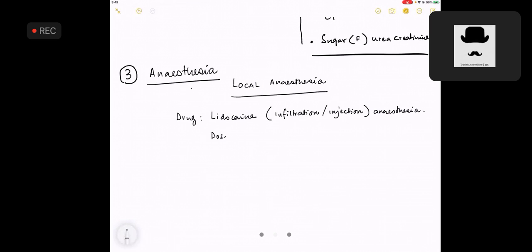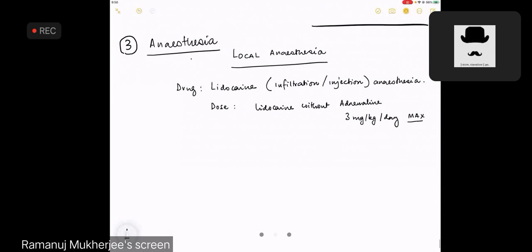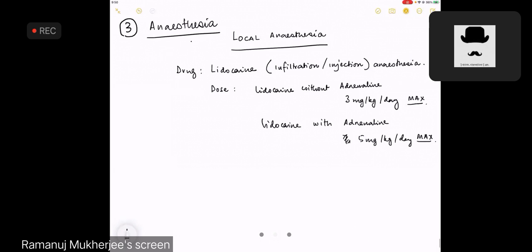The dose of lidocaine or lignocaine without adrenaline is 3 milligram per kg per day, the maximum allowed dose. Please remember that. Lidocaine or lignocaine with adrenaline increases the maximum dose to 5 milligram per kg per day. It can be a little more, we make it 5 to 7, but you keep it at 3 and 5. This is something even asked in your MCQ exams.